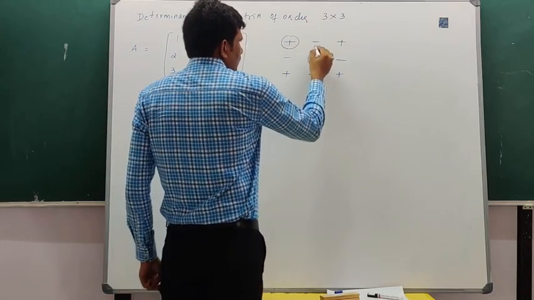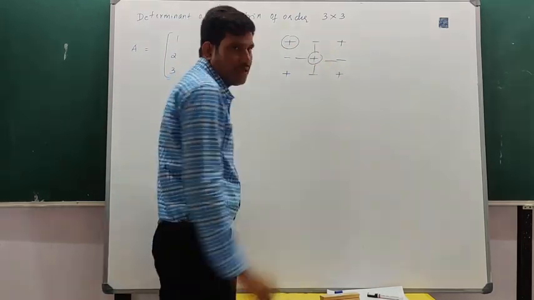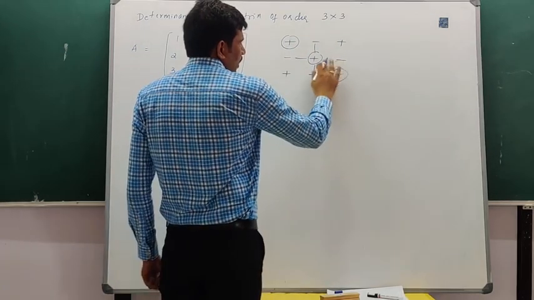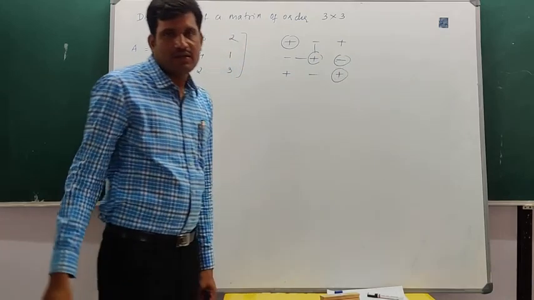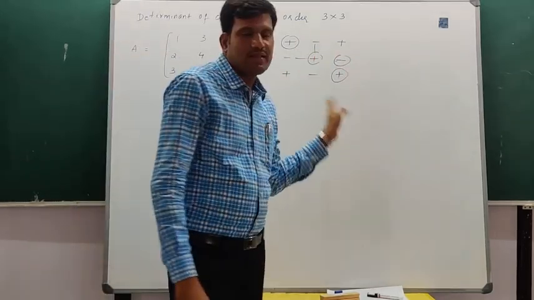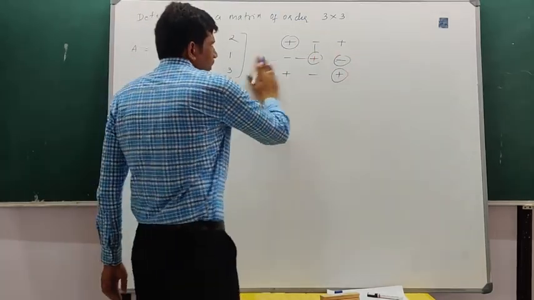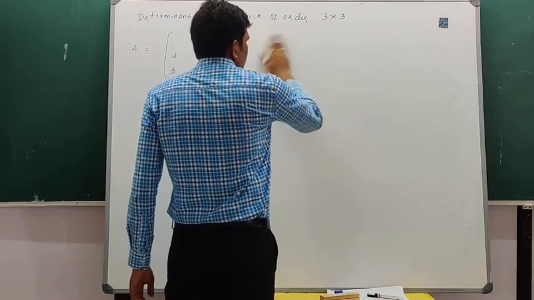Even for this plus, there are 4 elements which are opposite in sign. So for this plus, we have minus in the adjacent side. For this minus, we have plus in the adjacent side. So there is some reason why we are taking this sign convention, and I will explain that while explaining the properties of determinants.